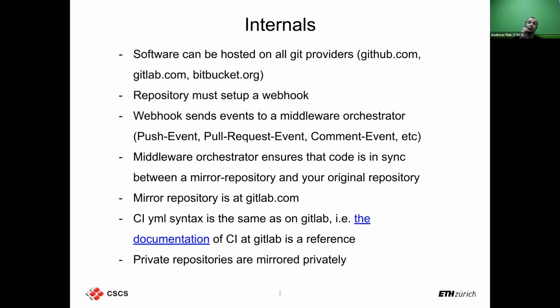There is a middleware sitting on the CSCS side, which is listening to these events, and according to the event, some action is triggered. Technically, what we are doing is that we mirror your repository, or maybe not mirror, but we copy the relevant code that is needed for doing the CI to a repository at gitlab.com. And then we leverage GitLab CI itself. So the documentation of GitLab is a good reference.